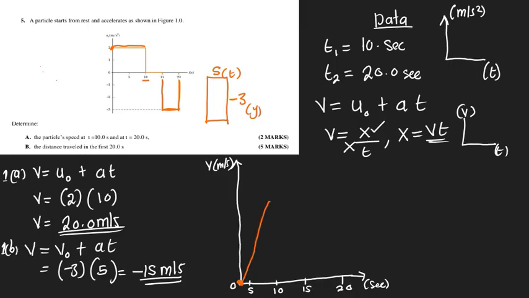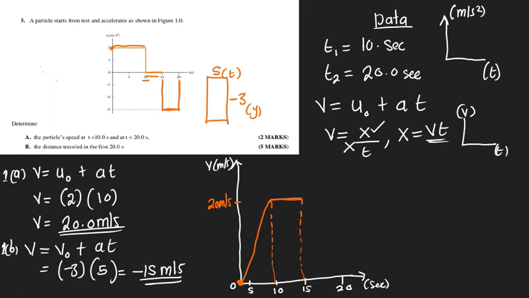And when he reached 10 seconds, we have been told that the velocity was actually 20 meters per second. Then we have been told that from 10 to 15 seconds, it was constant. There is a straight line there. So from 10 to 15 seconds, the motion was constant.